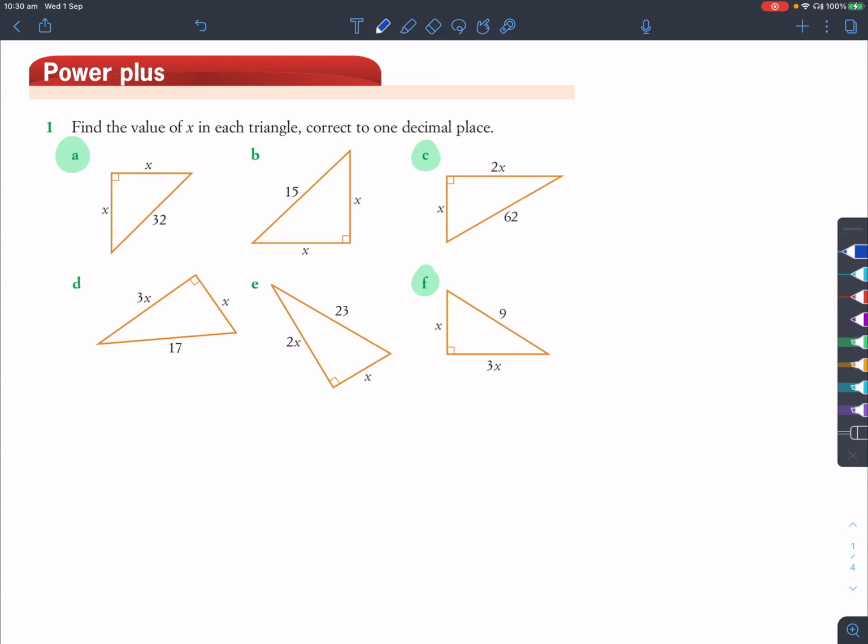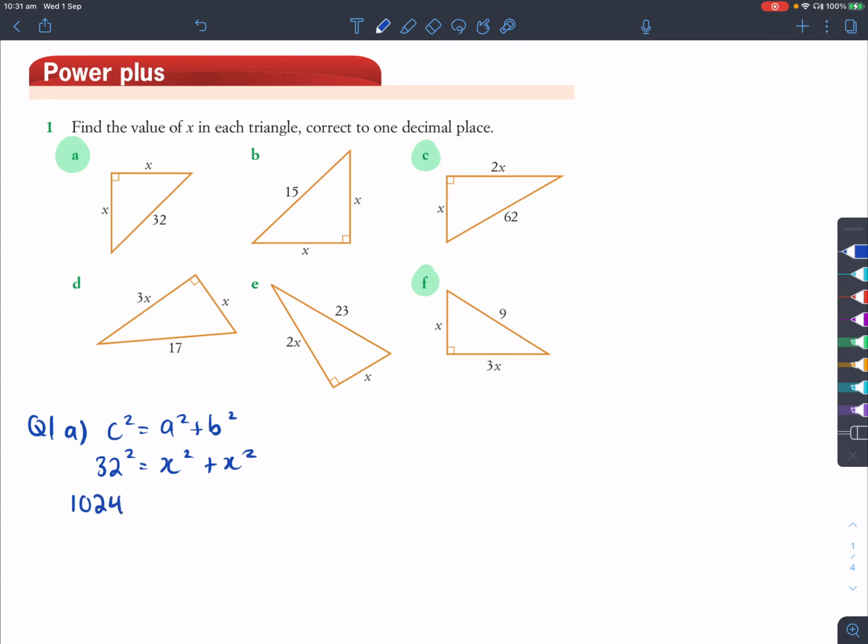So with question 1a, you're given a right angle triangle with x and x as our shorter sides and our hypotenuse as 32. We're asked to find the value of x in this triangle correct to one decimal place. Remember our formula is c squared equals a squared plus b squared, where our hypotenuse is c, that's 32. So we'll have 32 squared equal to a squared plus b squared. In this case, a and b are both x, so we write x squared plus x squared.